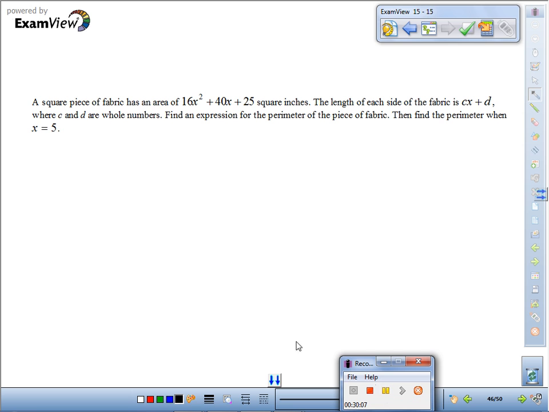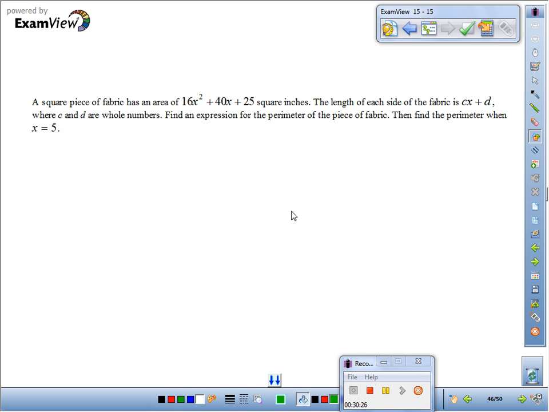And number 15, it says, a square piece of fabric has an area of 16x squared plus 40x plus 25 square inches. So for this one, you don't need to copy all these words. You already have the study guide. So what I do want you to copy is the square. A square piece of fabric. So draw a square. I'm going to go ahead and draw a square. There it is. And the area of the square is what?